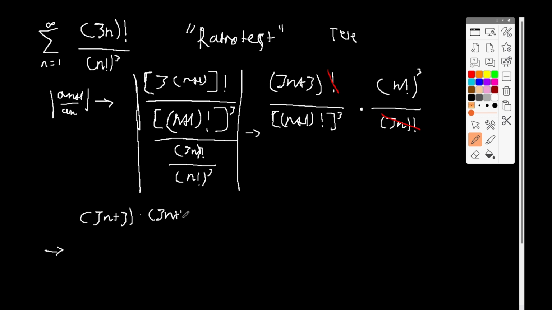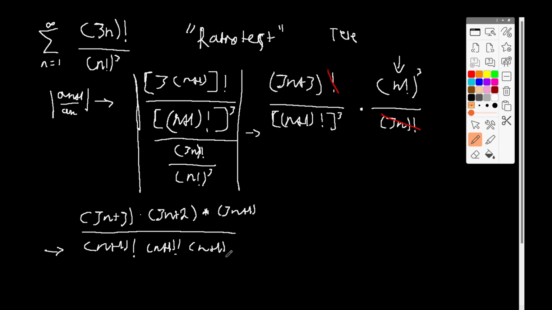times 3n plus 2, times 3n plus 1, and then obviously the factorials we got rid of, to the power of, well, these two I'm just going to split into 3s. So this would be n plus 1 factorial, n plus 1 factorial, and then obviously we have n plus 1 factorial here, so n plus 1 factorial. And then obviously I'm going to have n factorial, and I'm going to have n factorial here as well.